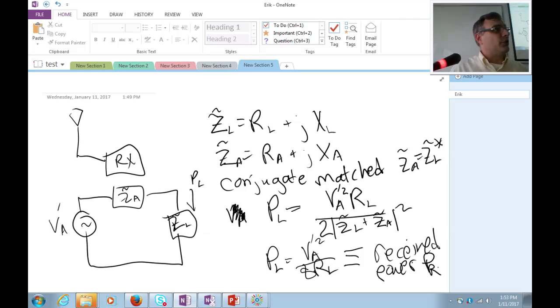Although we're going to show later in the course how that's actually a benefit. You can actually communicate with that power, because you didn't have to have a source connected to the antenna. You're radiating power, believe it or not.